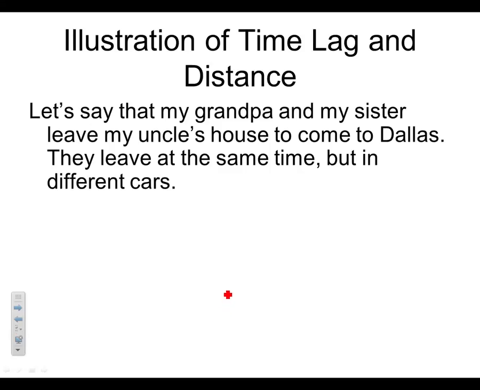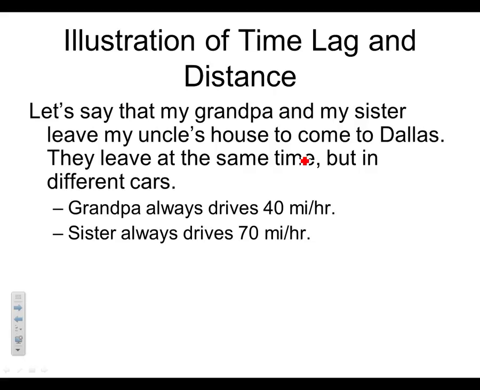To do this, I'm starting off with just a math problem as kind of a simple answer. So I said, let's say that my grandpa and my sister leave my uncle's house to come to Dallas. They leave at the same time but are in different cars. Grandpa always drives 40 miles per hour. So he's not stopping for stop signs, he's just going at 40 miles per hour. Same thing for sister. Sister always drives 70 miles per hour. Not stopping for stop signs, slowing down for turns, anything, always going 70.